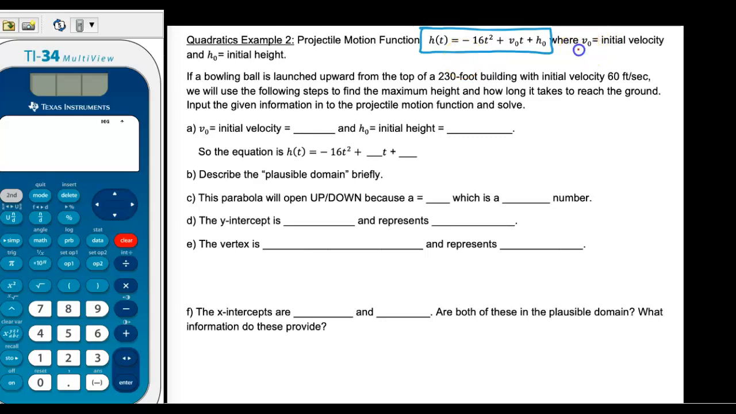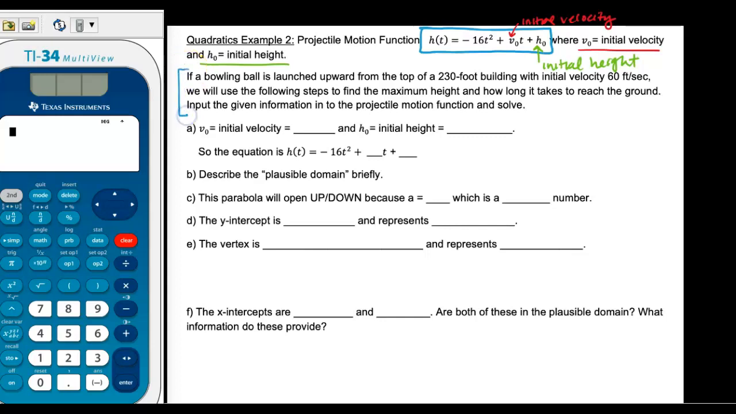So v sub 0, or v naught sometimes it's called, is initial velocity. So this is going to just turn into a number. That just talks about how fast something is moving. And then h sub 0 right here is just the initial height. Okay, so this is a general equation that we can use for projectile motion. And so now let's get to the actual problem.